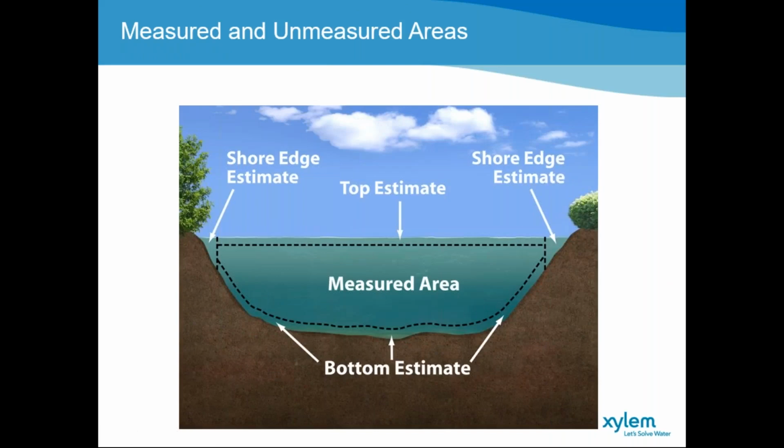So with ADCP measurements, in both moving boat and stationary methods, there is a certain area that can be measured. This cross-sectional area is called the measured area, and then there's also the unmeasured area, which consists of the edges, a top and a bottom estimate.